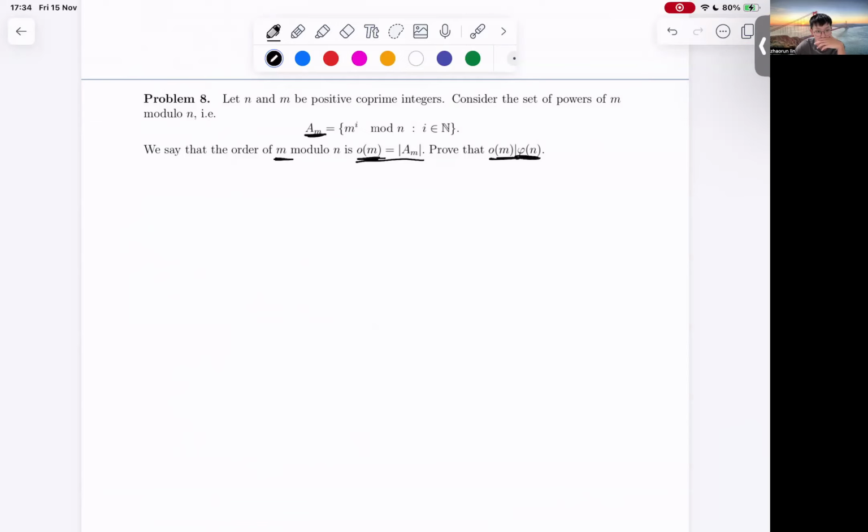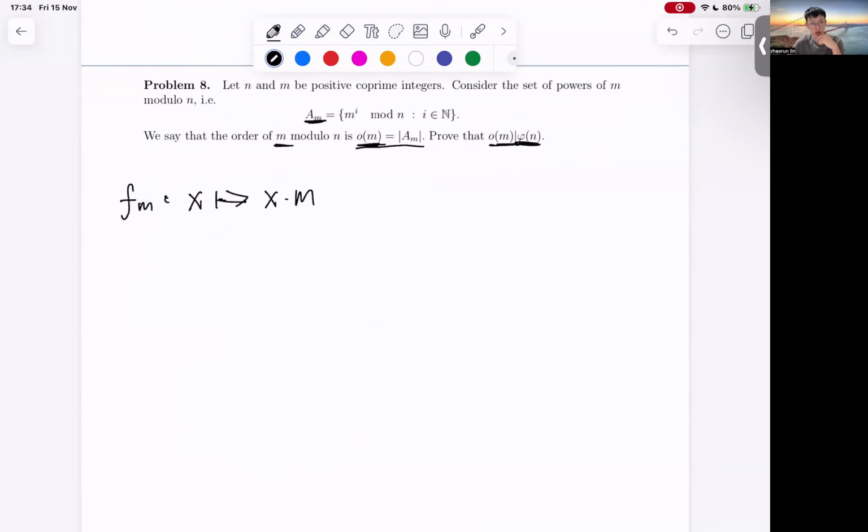So we want to prove this also using the permutation graph. And similar to the lectures, we can define this mapping. We want to map from x to x times m modulo n. So we can create a permutation graph, since we know this is actually a one-to-one correspondence. And so we can have a permutation graph from the lecture.